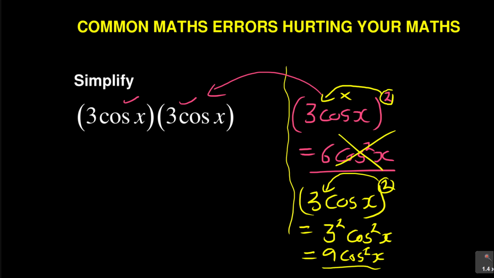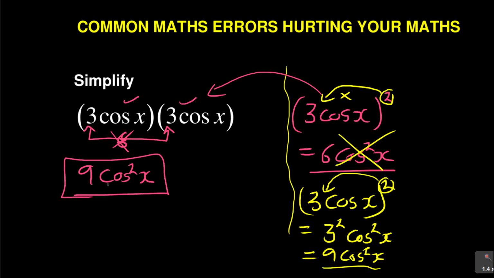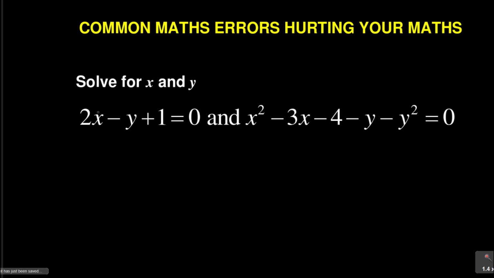It's a common one. Even here, as I said, the original one is 3 times 3. Instead of writing 6, remember guys, it's not 6, but 3 times 3 is 9. Cos x times cos x is cos squared x. Just remember that. These are the common errors, as I say, that students always make.